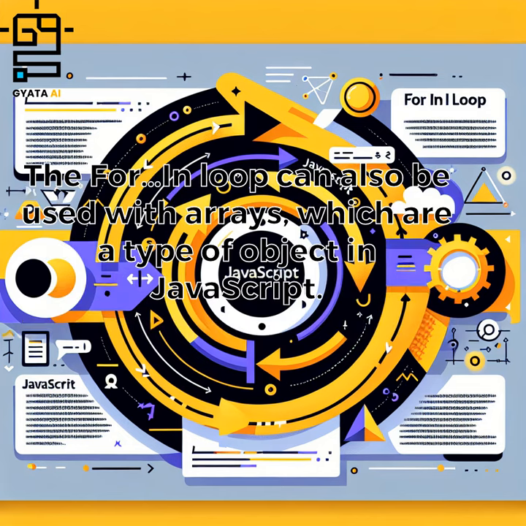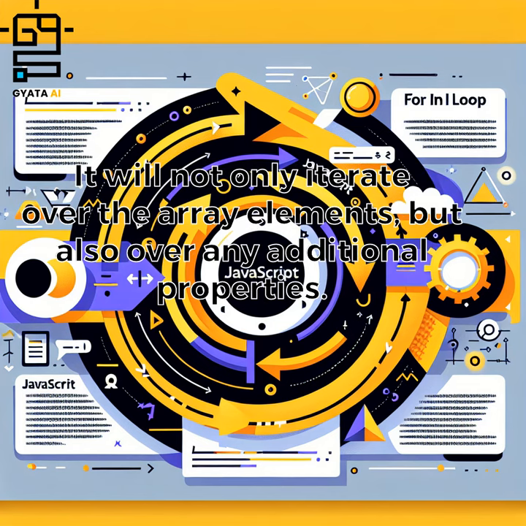Using the JavaScript for in loop with arrays. The for in loop can also be used with arrays, which are a type of object in JavaScript. It will not only iterate over the array elements, but also over any additional properties.